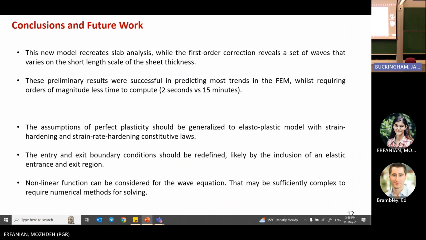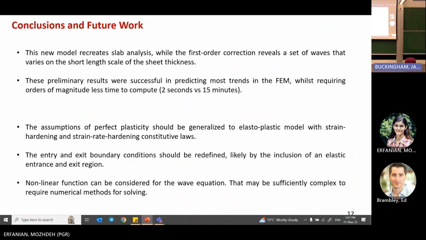And finally, conclusion and future works. We have a new model that in the leading order can recover the results from slab theory, but in the first order correction, it reveals a set of waves that vary over the short length scale of H0. And the results were successful in predicting most of the trends in the Finite Element model, while requiring less time. This model takes 2 seconds, while the shortest Finite Element run requires at least 15 minutes.